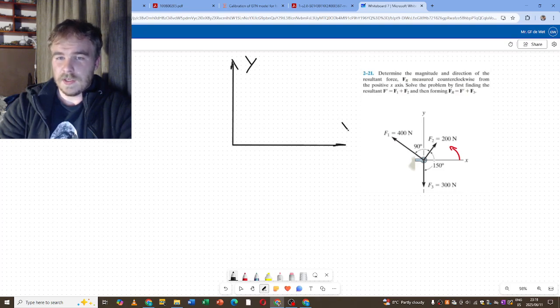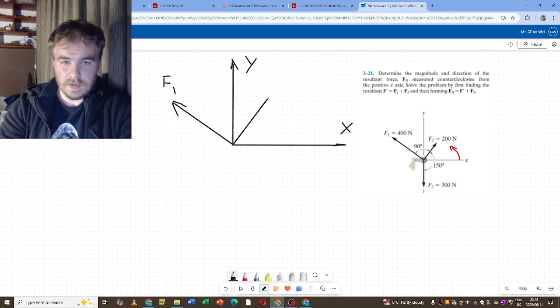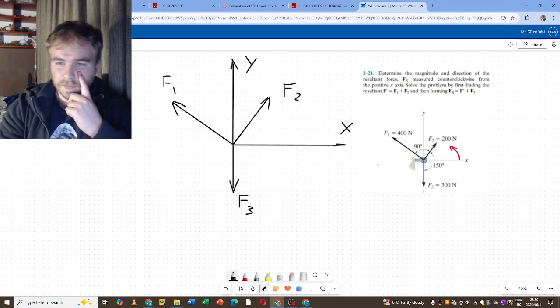So this is the y-axis, this is the x-axis. We have a force, F1, over here, and another one, F2 over here, and F3 is the easy one, that's straight down. Okay. Now the angles, that's the tricky part from this question.